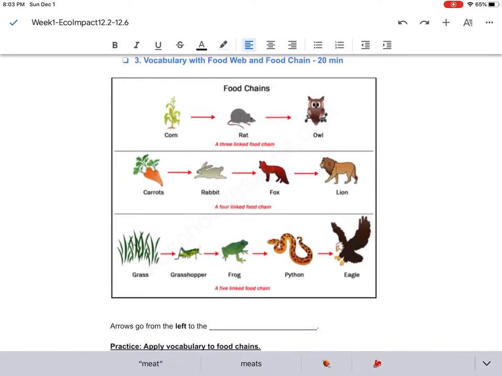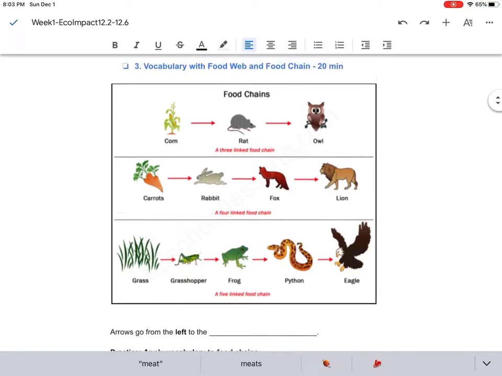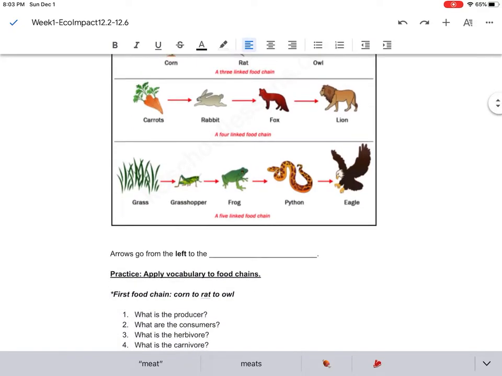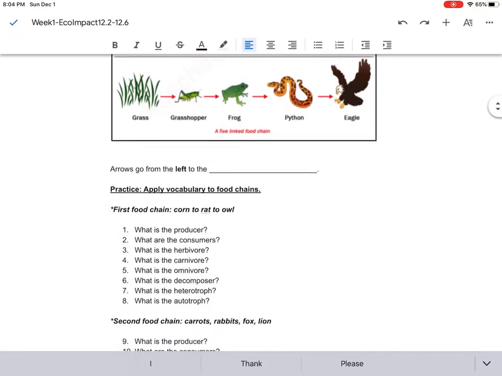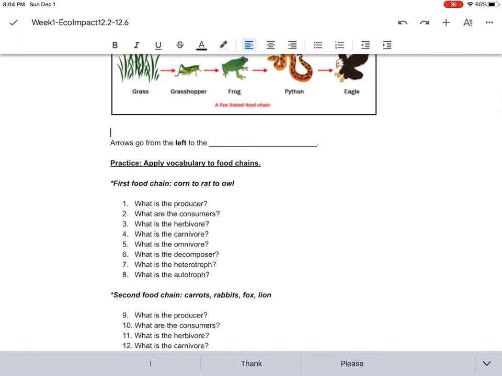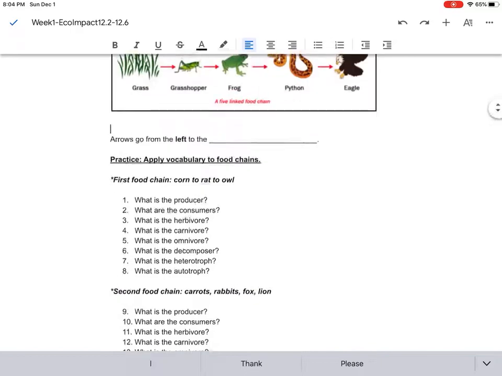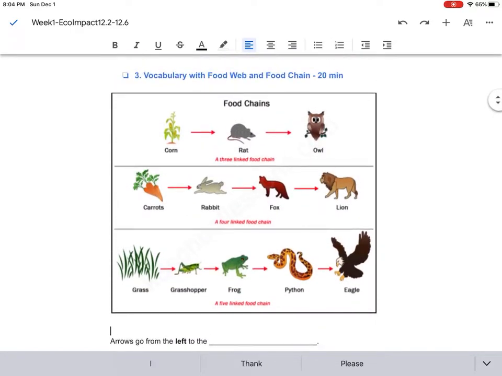We're going to be practicing this vocabulary with food webs and food chains. This is something that we're going to be covering quite a bit in this next unit, which is really exciting. The first thing you're going to do is just look at this image, fill in this blank here. Arrows go from the left to the where. And then for the practice, you are going to answer all of these questions.